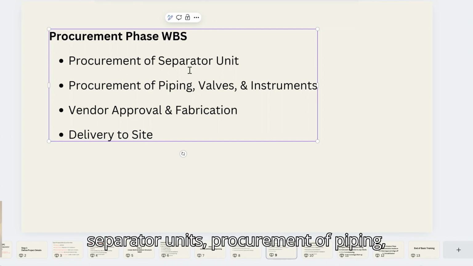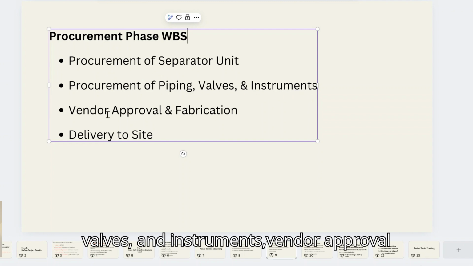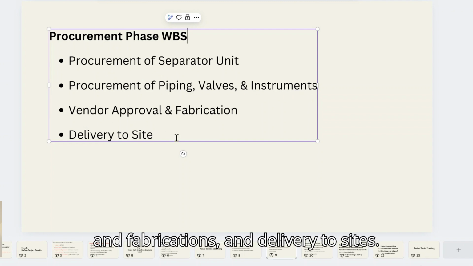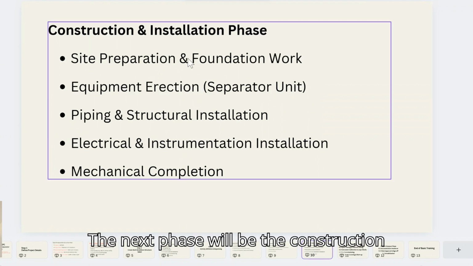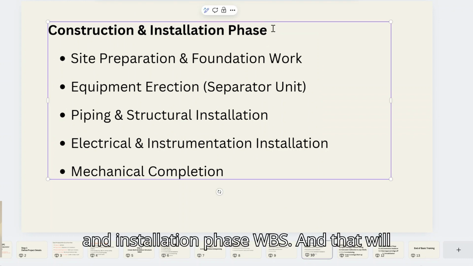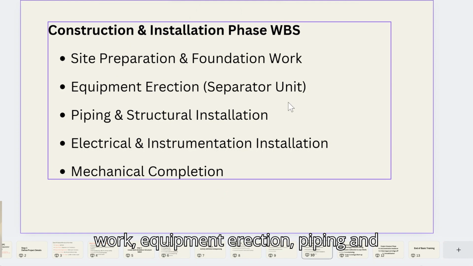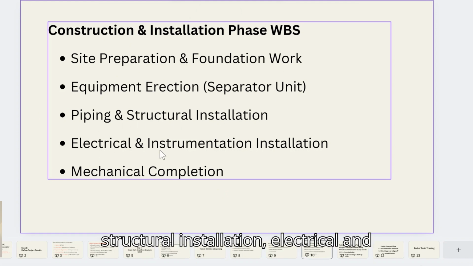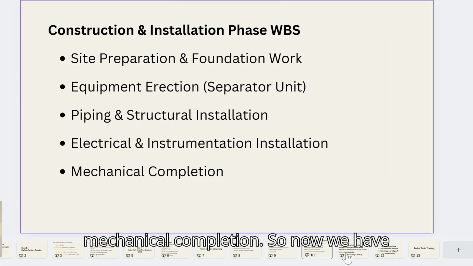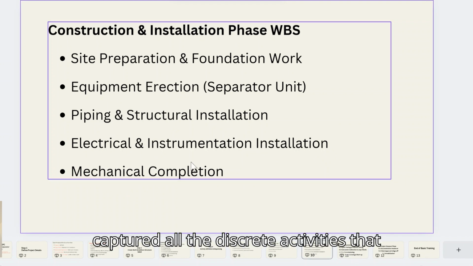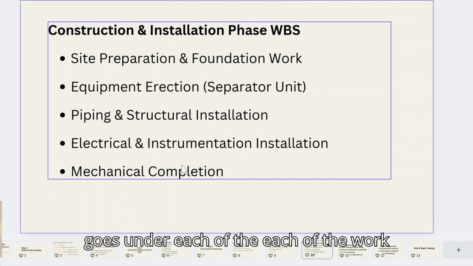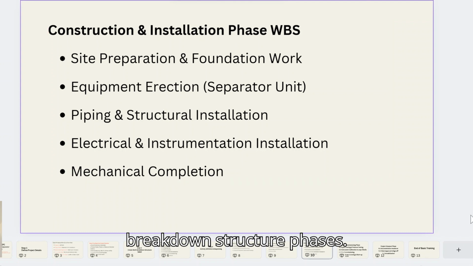That will include procurement of separator units, procurement of piping, valves, and instruments, vendor approval and fabrication, and delivery to site. The next phase will be the construction and installation phase WBS. That will include site preparation and foundation work, equipment erection, piping and structural installation, electrical and instrumentation installation, and mechanical completion. So now we have captured all the discrete activities that go under each of the work breakdown structure phases.